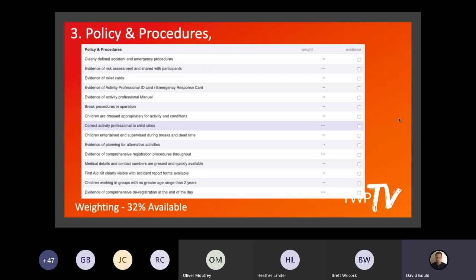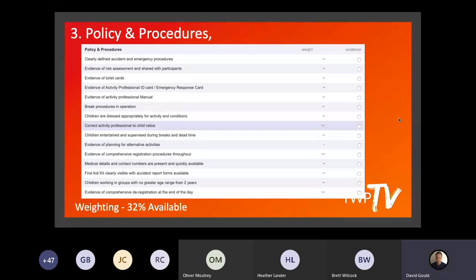What I mean by clearly defined accident and emergency procedure. What you need to do if a child gets hurt. Yeah, good. So if I ask you that question, you could tell me the answer straight away. But how do I know that's clearly defined? You've got steps in place, so you know exactly what you need to do.